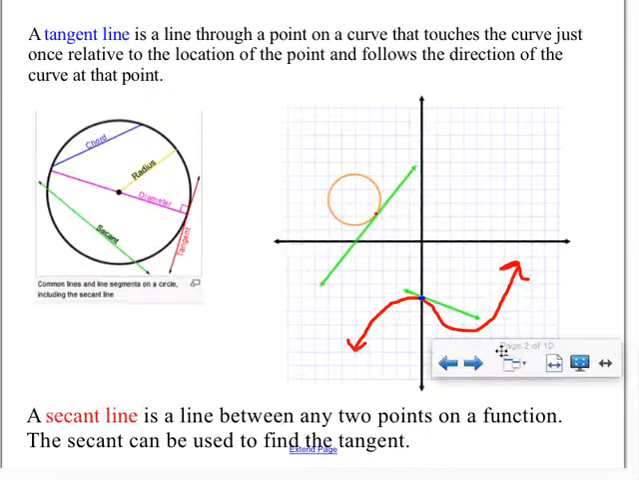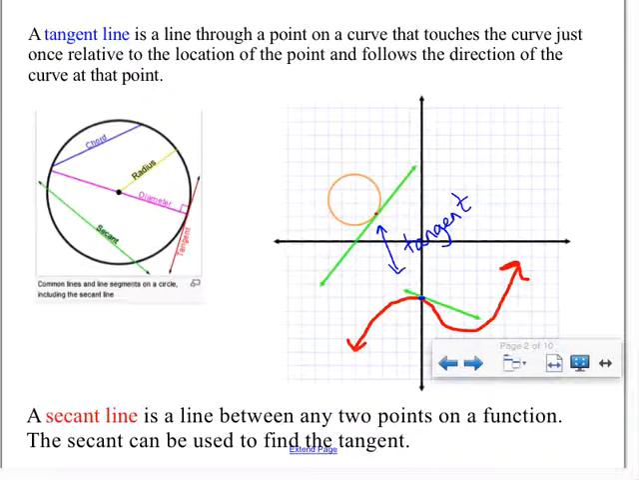You will see in this picture here, these two lines then are tangent to the curve. They hit the curve at one point and then follow the curve's direction at that point. Now you'll notice that our red curve here, that tangent line could hit the curve in another spot, but we are talking about relative to that location. At that location, we only hit it once.